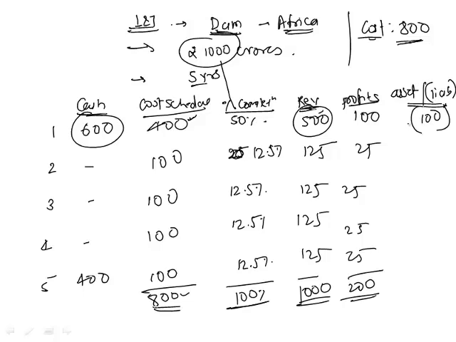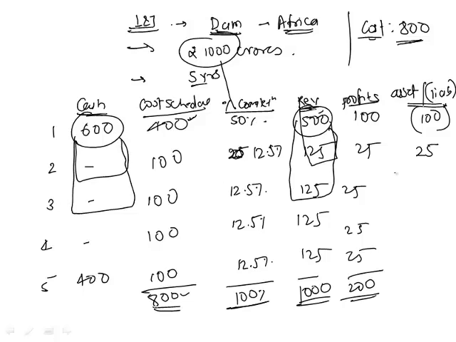So liability of 100. In the first 2 years, I have made sales of 625. How much cash have I received? 600. How much less have I received now? 25. 25 worth of an asset. I have made total sales of 750 in the first 3 years. How much cash did the client give me? 600. How much less? 150 asset. Total sales of 875. Client gave 600.